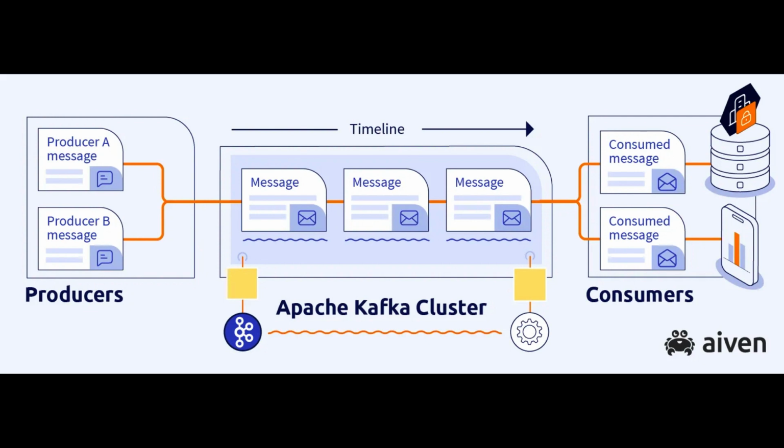Async and non-blocking I/O. Kafka utilizes asynchronous and non-blocking I/O operations, allowing multiple operations to be performed concurrently without waiting for each operation to complete. This enhances efficiency and responsiveness.